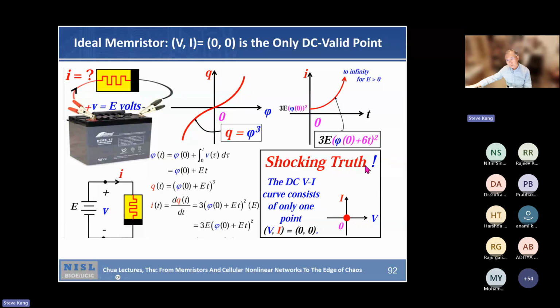So shocking truth. The DC VI curve consists of only one valid point, which is the origin here. So when you bias, you can bias at the 0 point, right? Current and voltage equal to 0, but not any non-zero value because it destroys the memristor. Indeed, it's very easy to destroy a memristor when you handle it. So you have to handle it with care.